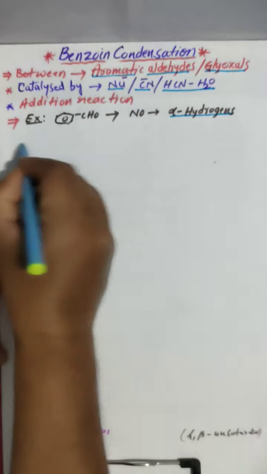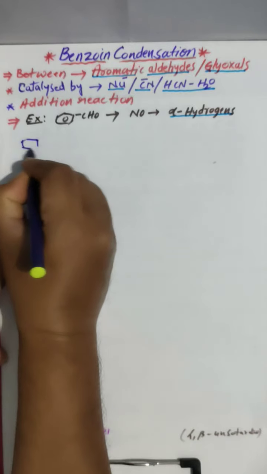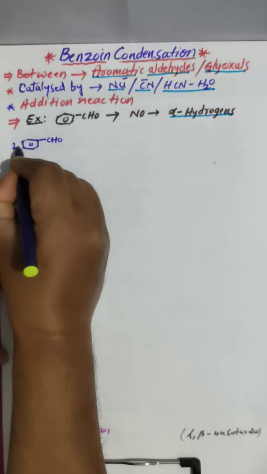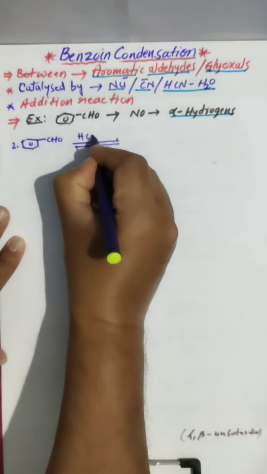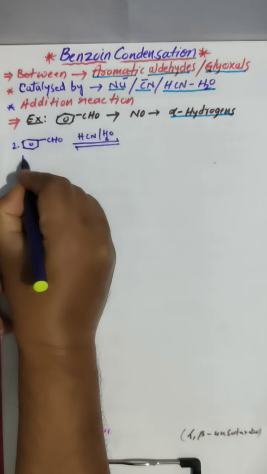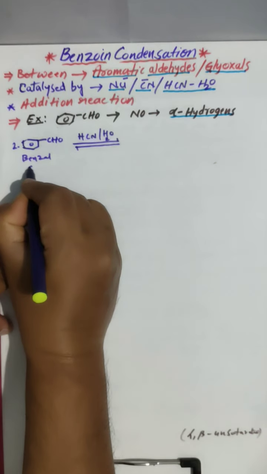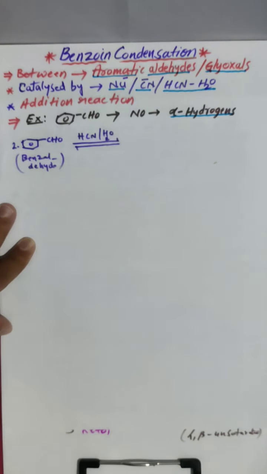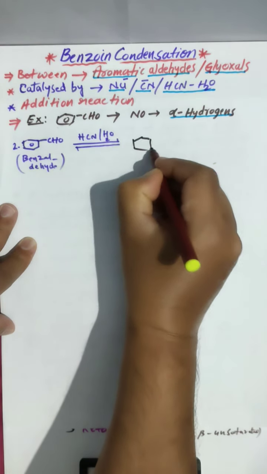I am writing the reaction here. Benzaldehyde with no alpha hydrogen. We have to take 2 moles in the presence of HCN in aqueous medium. So this is benzaldehyde, you know. Benzaldehyde. This undergoes reaction, and you get benzoin. And this is the structure of benzoin.